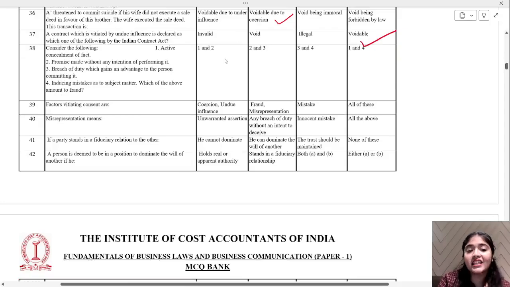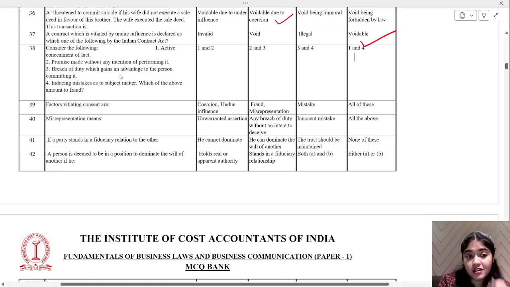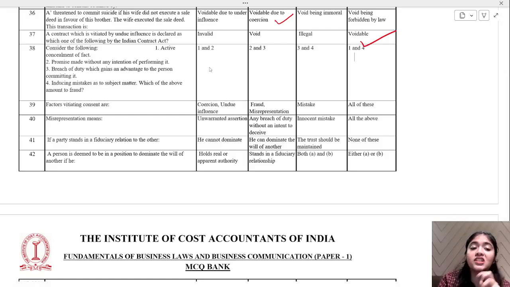Consider the following: active concealment of facts, a promise made without any intention of performing it, breach of duty which gains an advantage to the person committing it, and inducing mistakes as to subject matter. Which of the above amounts to fraud? Read the options carefully and comment in the comment section which of these will amount to fraud. Okay, I'll give you 5 seconds. See, your second will not be a fraud because your intention was not there. And fourth, inducing mistakes as to subject matter, will also not be a fraud. So option number 1, that is 1 and 2.